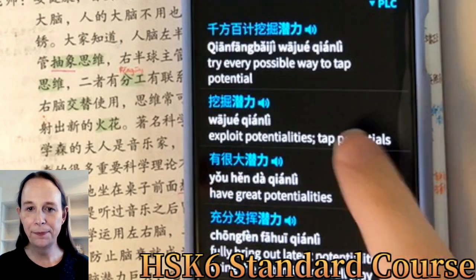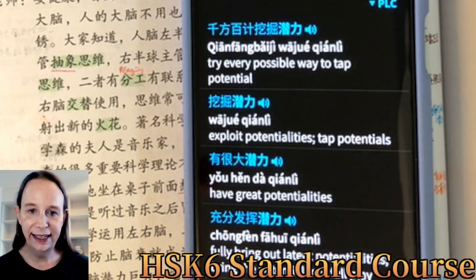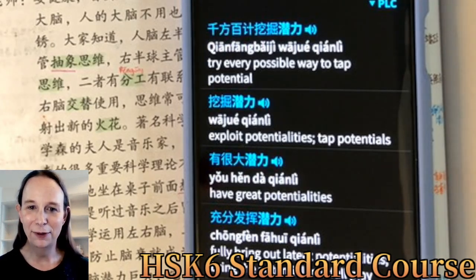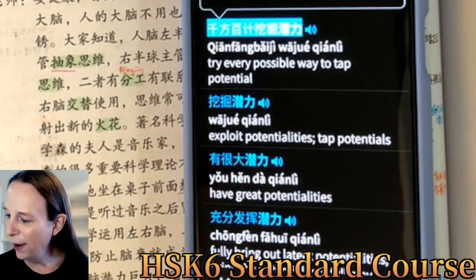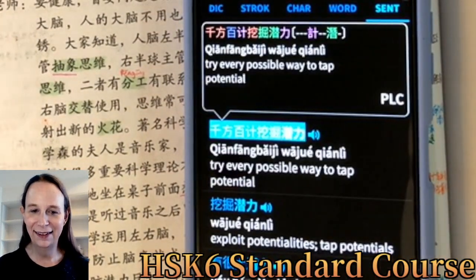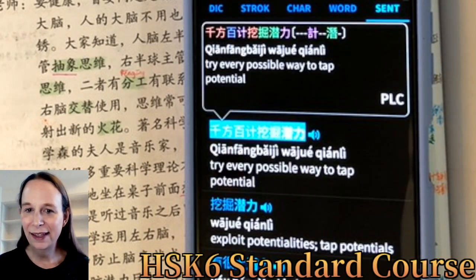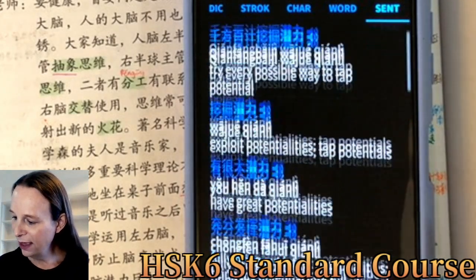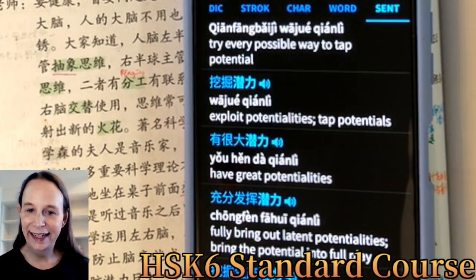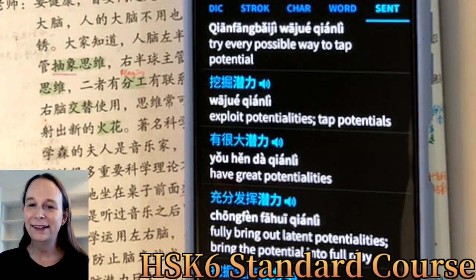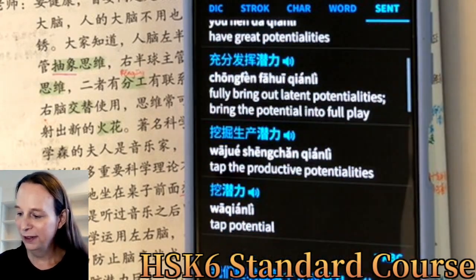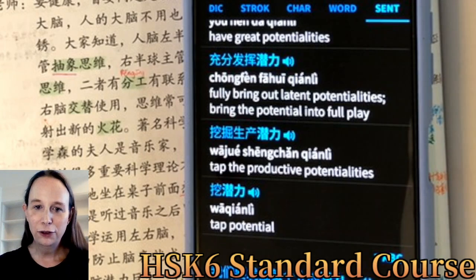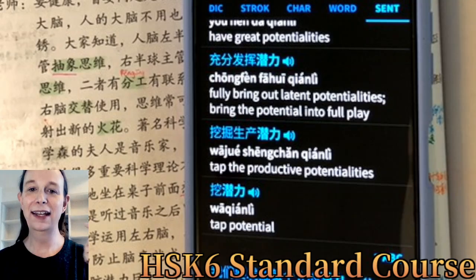No, management's better. 千方百计挖掘潜力. 千方百计 is one of the many words that mean try all the possibilities and so on. Oh wow. So this whole phrase counts as a 词语. 千方百计 is a word by itself, and it's a HSK6 word. Anyway. 有很大潜力. Okay, so 潜力 can be 大, so presumably it can be 小 as well. 它的潜力很大. Or 它没有潜力. 充分发挥潜力.